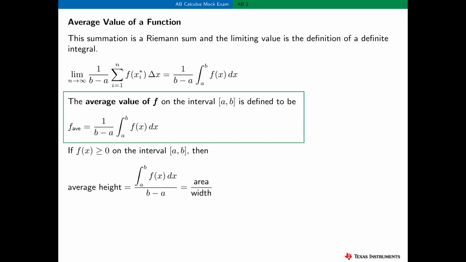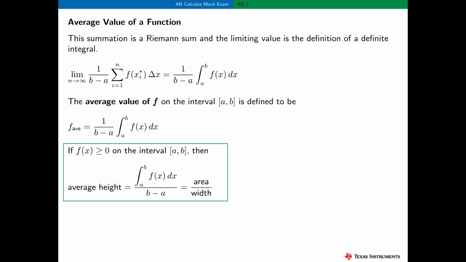Therefore, we define the average value of f on the interval a to b as 1 divided by b minus a times the definite integral from a to b of f of x dx. And here is a special application of the average value.